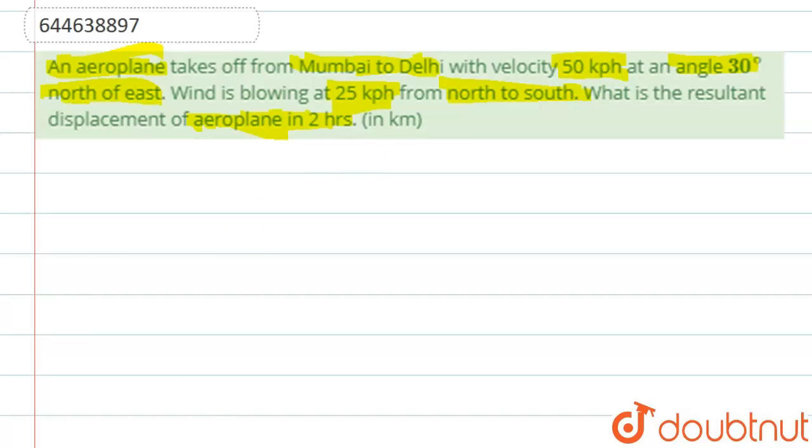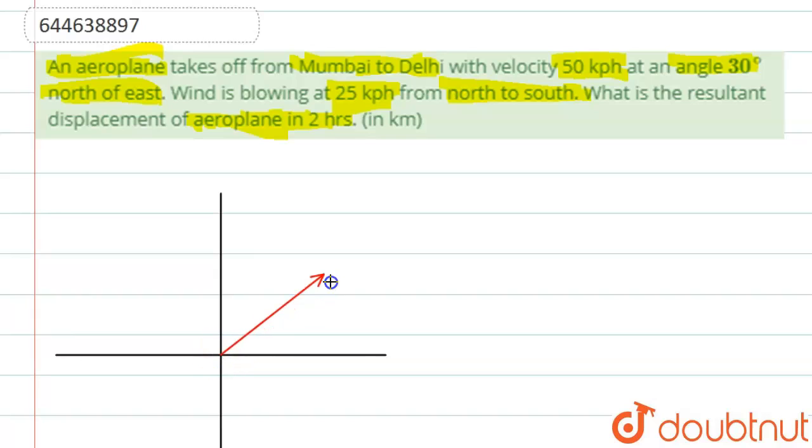So how we are going to start this question is, firstly we will draw our x and y plane, the most important thing. And now we are going to make the angle from it. It's told that it is going at an angle of 30 degrees north of east direction, means 30 degrees from east direction towards north side, somewhat like this. And wind is blowing from north to south direction like this. So we are given that this is 50 kilometer per hour and this is 25 kilometer per hour.